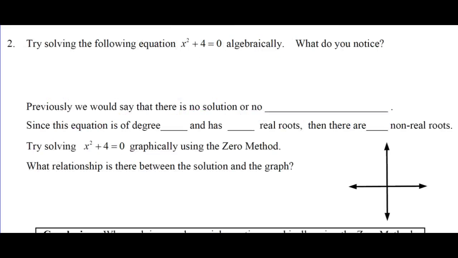Try solving the following equation algebraically. Okay, does it factor, x squared plus 4? No, it's a sum of squares, right? So all we could do is maybe let's try the square root principle then. So I get x squared is equal to -4, so x is plus or minus the root of -4. So what do we do? So there's no real solution, is there? Right? I can't take the square root of a negative.